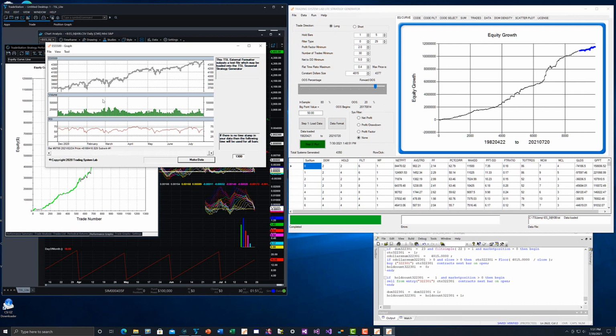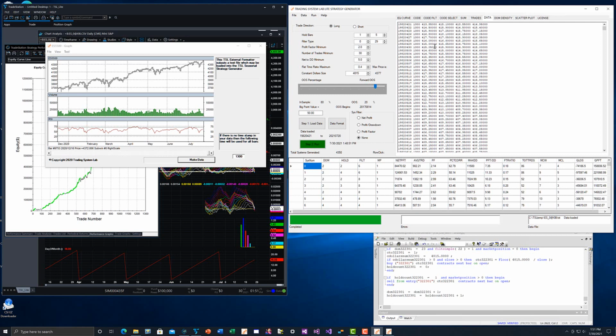So we have a formatter here. Of course, the data is very simple. It's just in row column format with date, time, open, high, low, close. We also have a TradeStation and MultiCharts data producer that you can run on a chart, and it produces this file. It's extremely simple. Data that's loaded in is extremely simple.